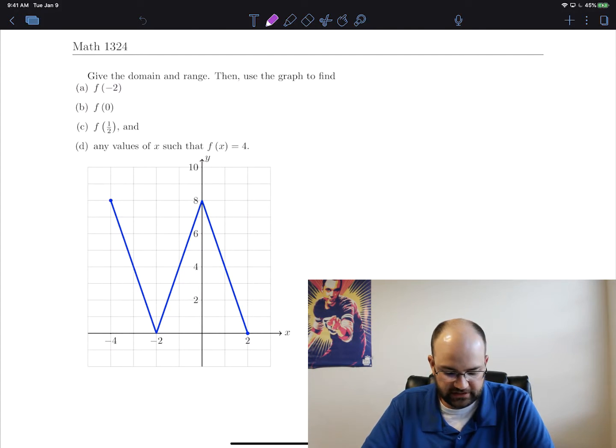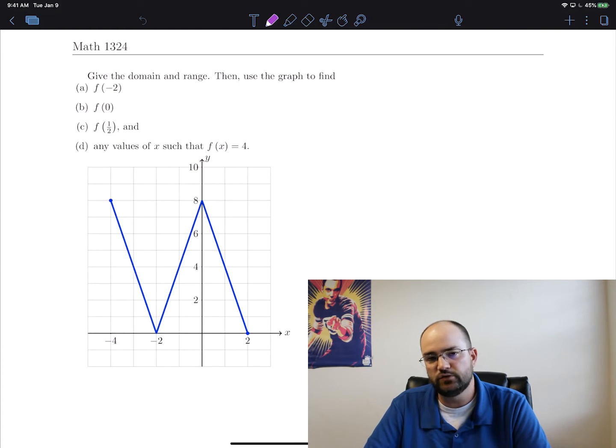In this example, we want to give the domain and range of the following function. Then, use the graph to find f of -2, f of 0, f of a half, and any values of x such that f of x equals 4.